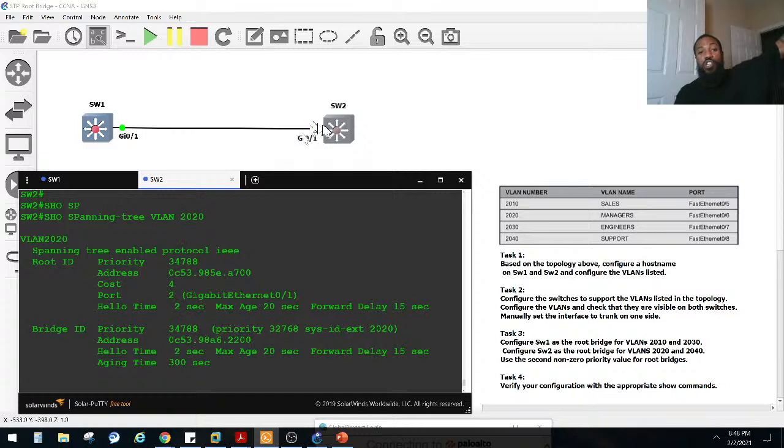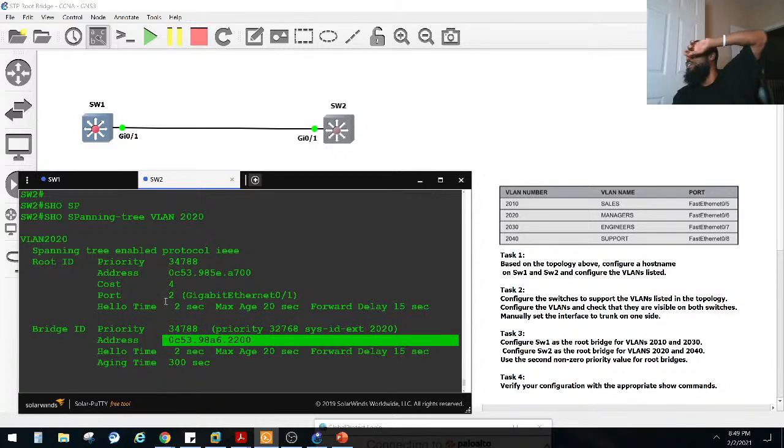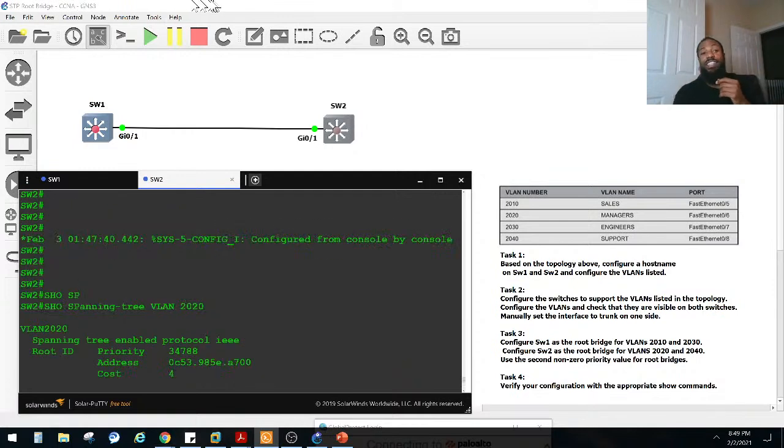Here's my switch 2. This is his MAC address. Lower MAC address. Paul got it correct. Shout out to Paul being in the building. He got that correct. This lower MAC address, that's the one who is the root switch. So basically, switch 1 has a lower MAC address than switch 2. That's why he automatically is the root bridge without us declaring him. So that is correct. That's Paul B. And yes, S Move got it correct too.